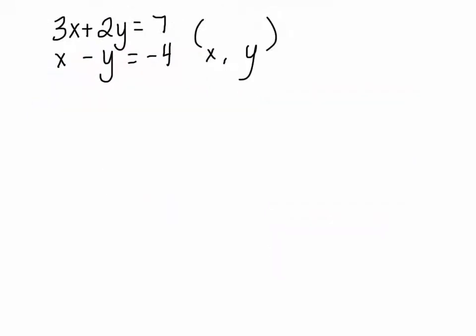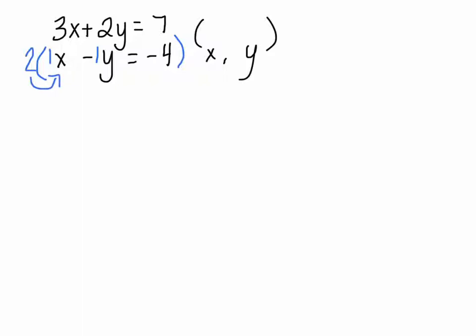What happens when you get something like this? If I look at my y's, they're not the opposites. That's 3 and 1. The x's are not the opposite. Y's are not the opposite because it's 2 and negative 1, so that's a little closer. So what I'm going to do is multiply this by 2.